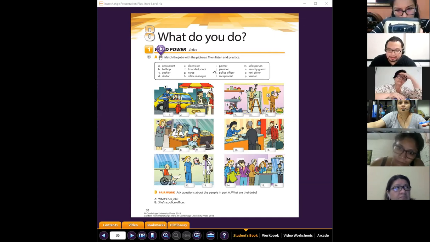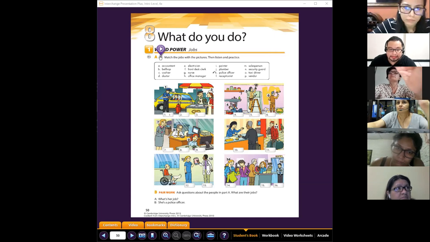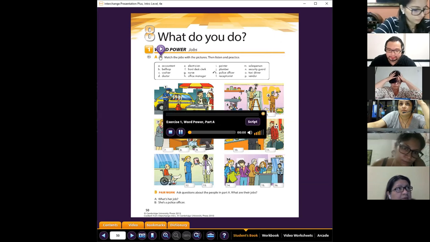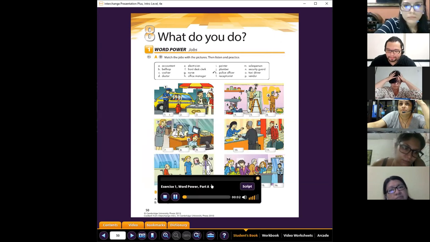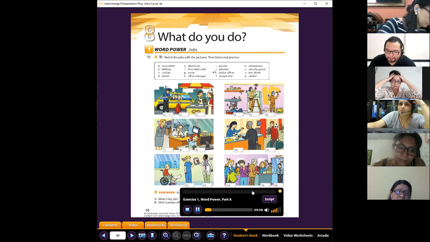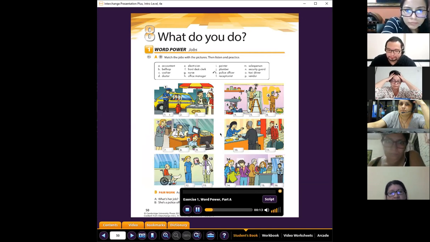Me dicen si lo escuchan, si no, voy a pararlo para poder configurar. Let's listen. Unit 8. What do you do? ¿Lo escuchan? Yes. Page 50. Exercise 1. Word power. Jobs. Part A. Match the jobs with the pictures. Then listen and practice.